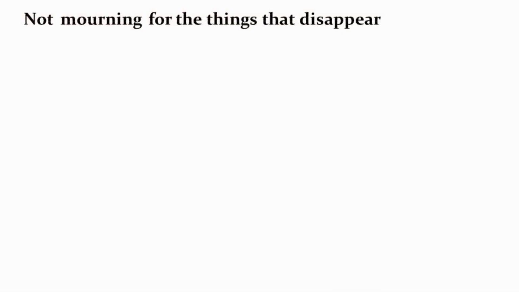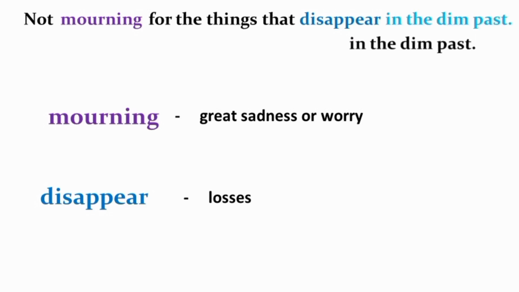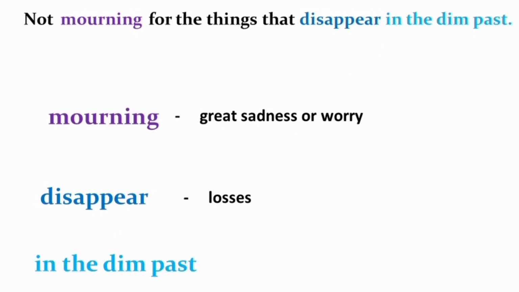Next, not mourning for the things that disappear. This seems to be incomplete. So, let's add the phrase "in the dim past" with this sentence so that we can get a complete idea. Not mourning for the things that disappear in the dim past. Mourn. It means showing great sadness or worry over someone or something that we lost. Disappear. Here, disappear means losses. In the dim past, the meaning of the phrase "in the dim past" is not so good past, or we can say unpleasant past.